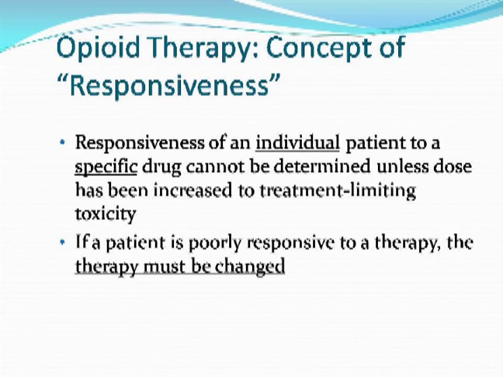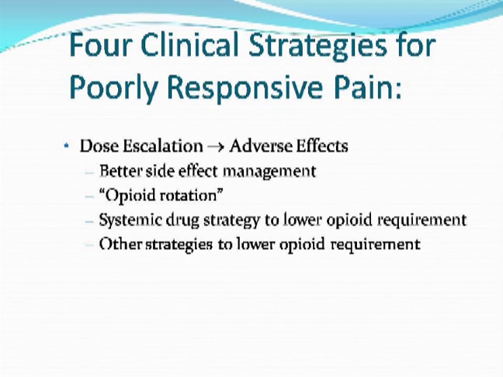Okay, I'm going to end with this. And as usual, I didn't get to talk about side effects, which is great because side effects are really worth an hour. So we'll have another session on side effects. But when the term poorly responsive pain was created, it led to another construct, which is what do doctors do if they encounter poor opioid responsiveness?